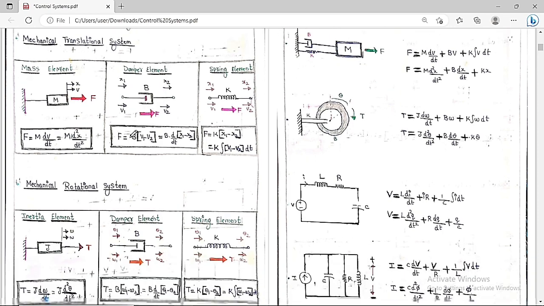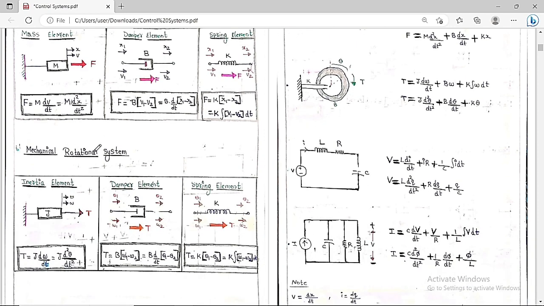Now let's go for the mechanical rotational system, where the body is going to get rotated. Whenever you apply any force on a body, if it is going to rotate, that is called the mechanical rotational system.